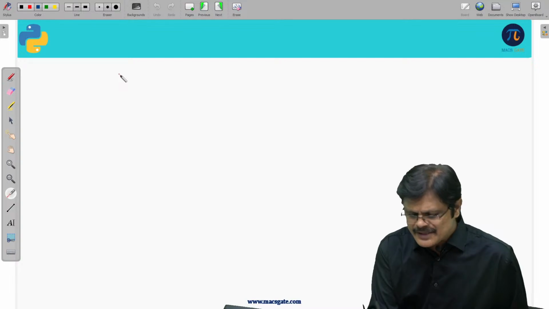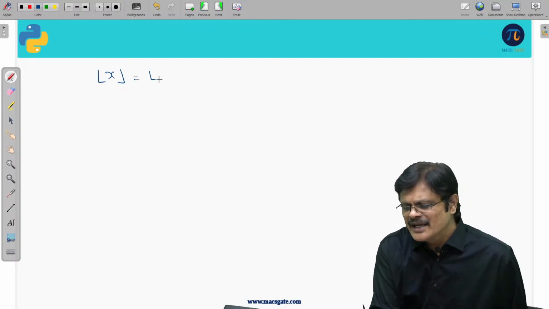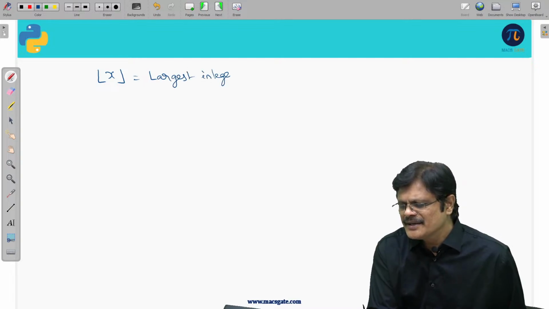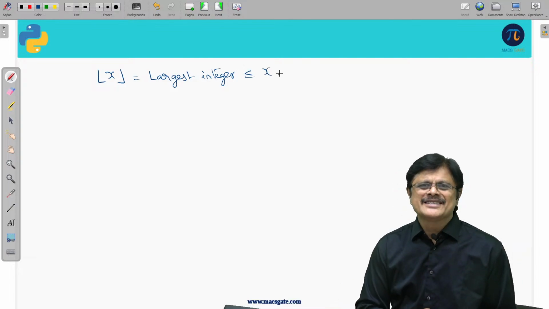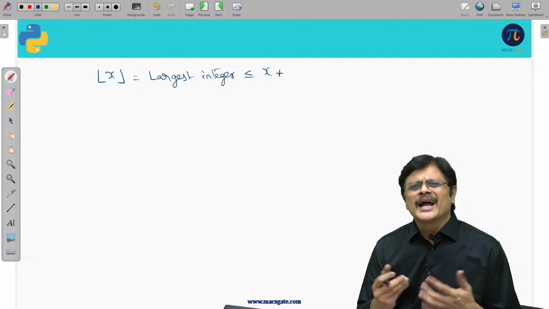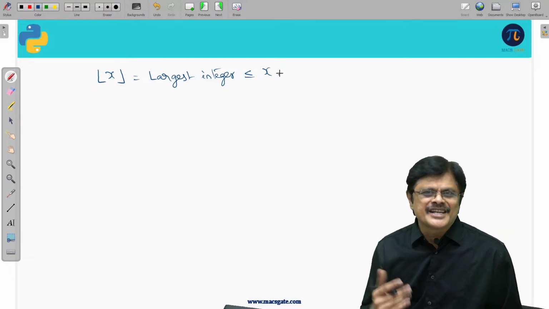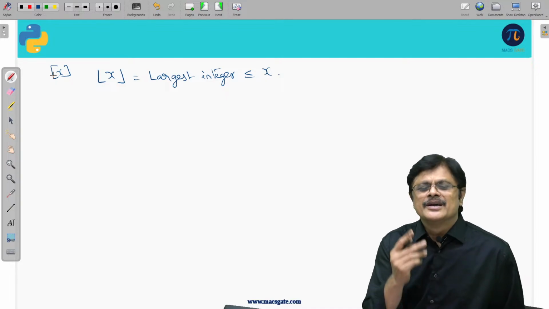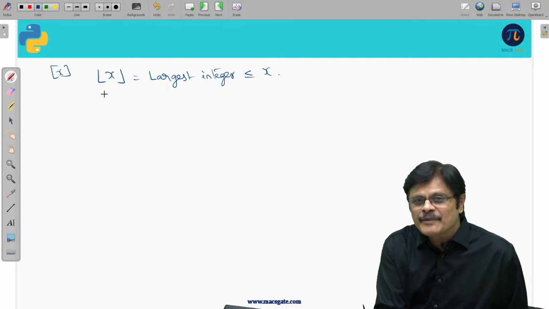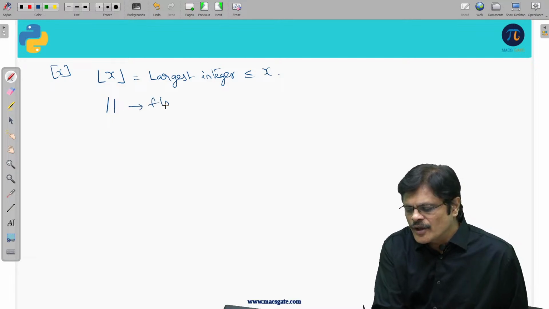See, when we have the floor of x, it is the largest integer less than or equal to x. So the floor of a number means the greatest integer or largest integer less than or equal to x. We call it floor x or the greatest integer function. Some people also use this notation for it. So what floor division will do, this is called floor division.